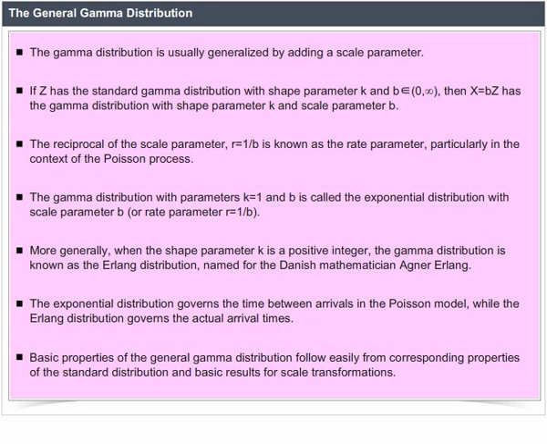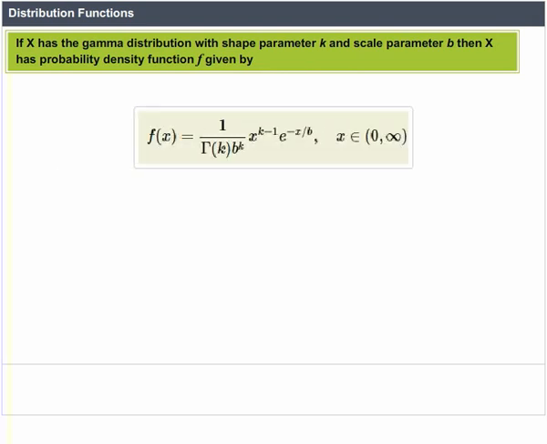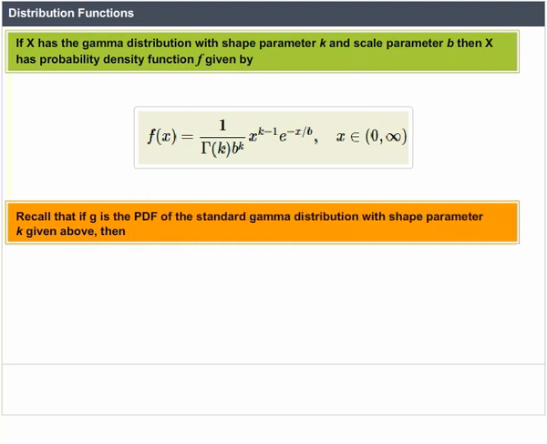For scale transformations, distribution functions. If X has the gamma distribution with shape parameter k and scale parameter b, then X has probability density function f given by f(x) = 1/(Γ(k) b^k) x^(k−1) e^(−x/b), x ∈ (0, ∞). Recall that if g is the PDF of the standard gamma distribution with shape parameter k given above, then f(x) = (1/b) g(x/b) for x > 0.